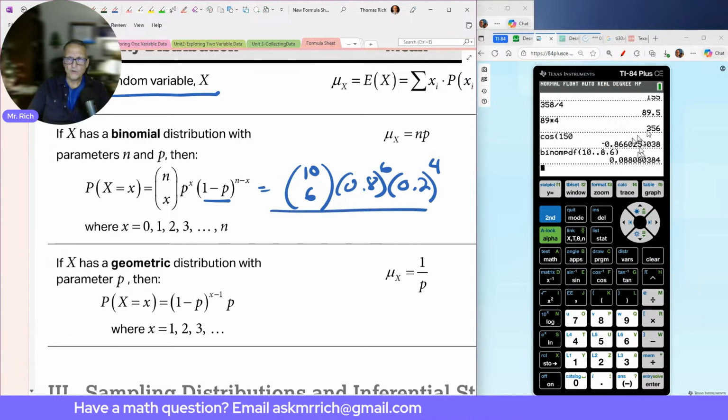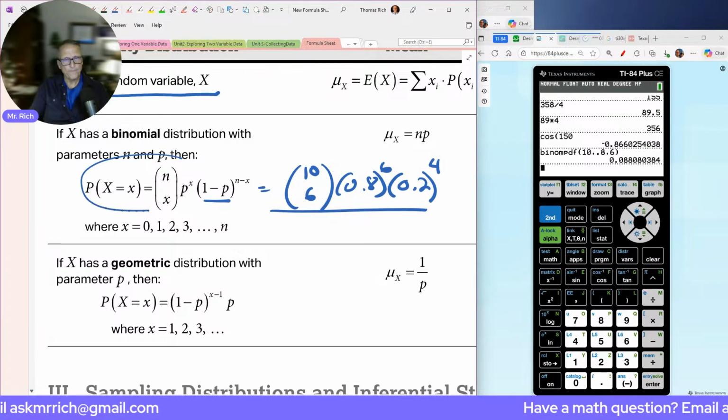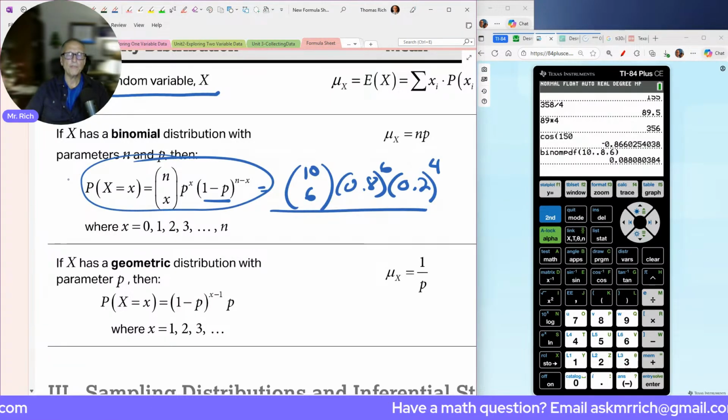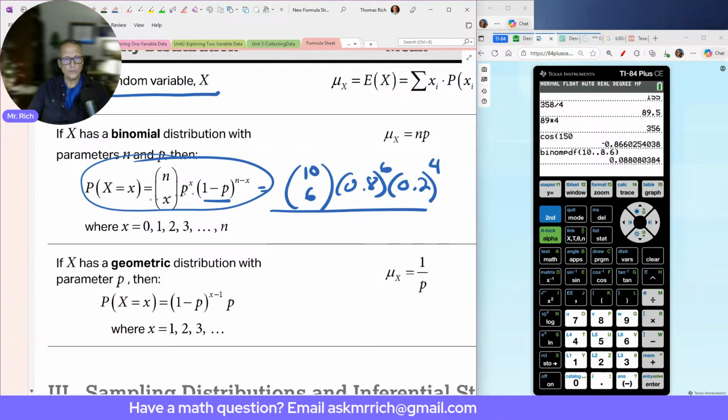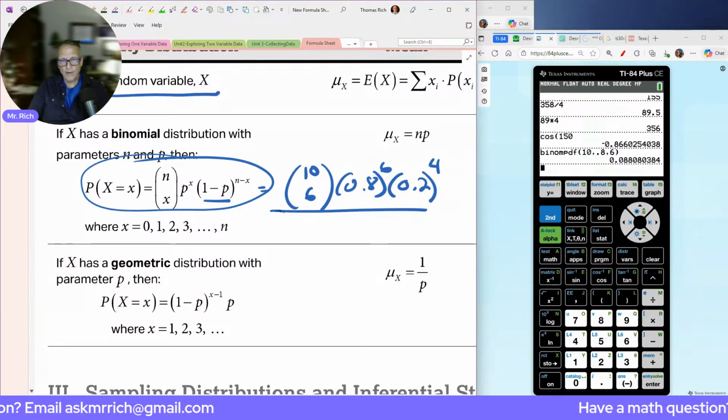Now, even though you're using your TI-84 to do the calculation, you still need to be knowledgeable on that formula, because in multiple choice questions, they will ask you to pick the right formula for a particular scenario. And so that would be the formula.